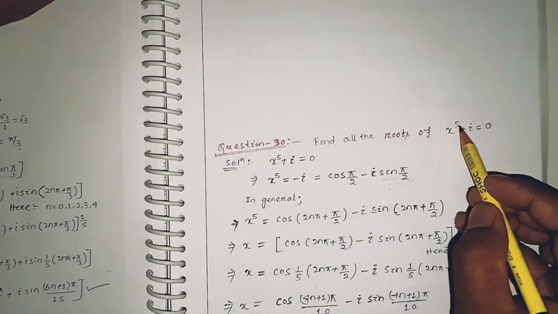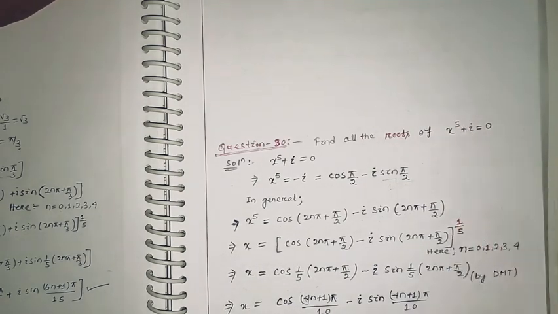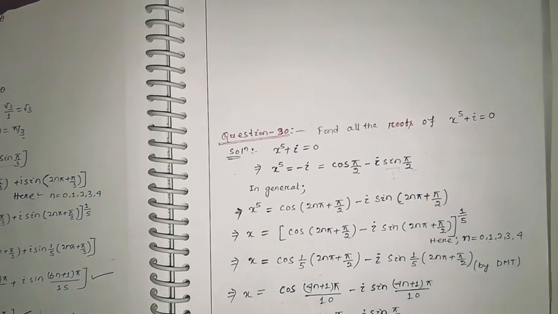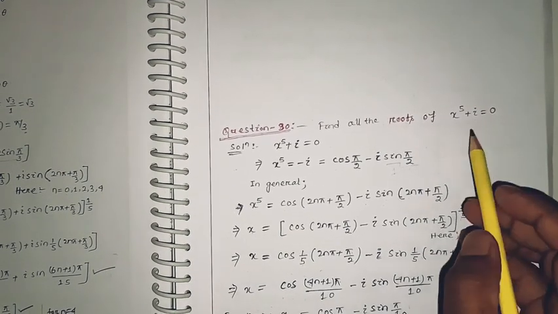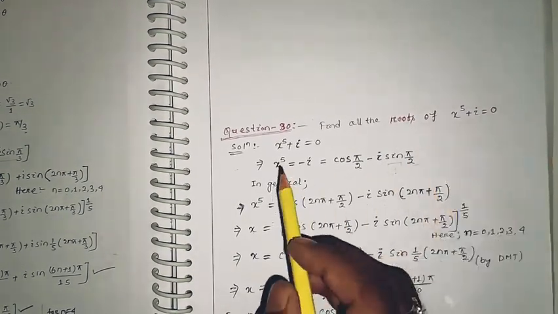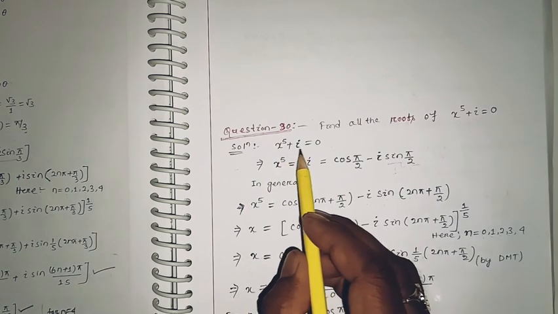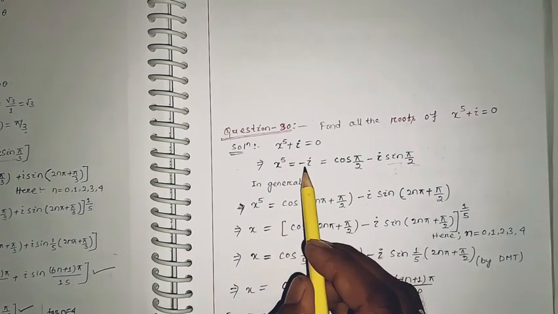So here x to the power 5 in the equation is there, which means we have to find the 5 roots. To find the roots of this equation, first we have to write the given equation. x to the power 5 will be minus i.